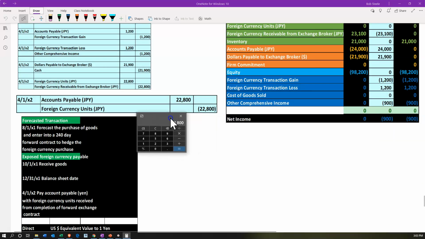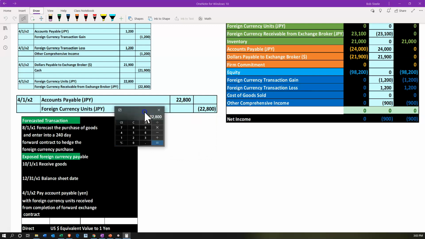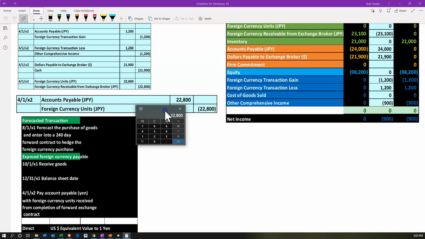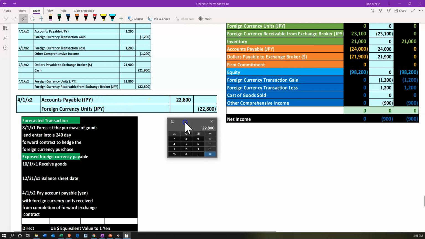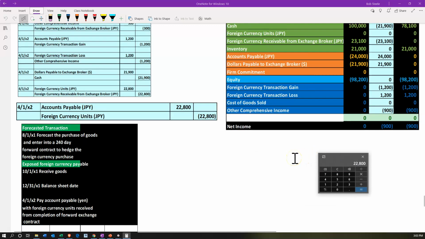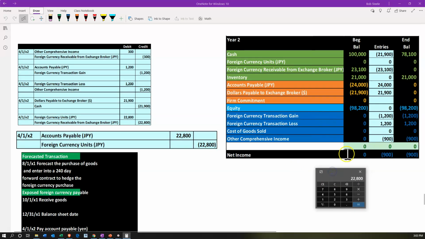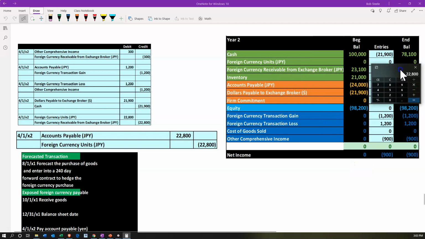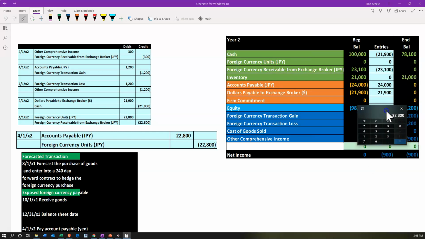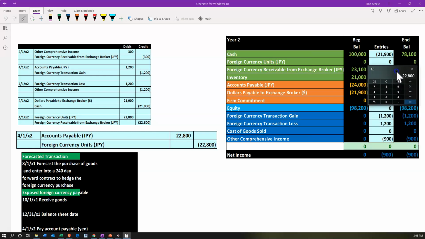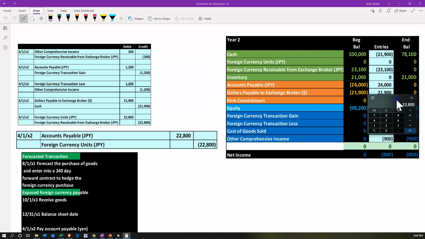So now the payable is going to go off the books. It's a credit. We're just going to debit it for the 22,800. Notice that 22,800, once again, represents the 3 million yen, which we're actually exchanging. The other side then being the foreign currency units, the 22,800 representing the 3 million yen that we're actually exchanging. So the foreign currency in units will be going down to 0. And we can see that the foreign currency units are going down, and the accounts payable is going down.